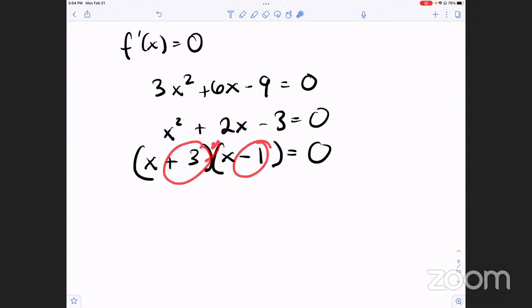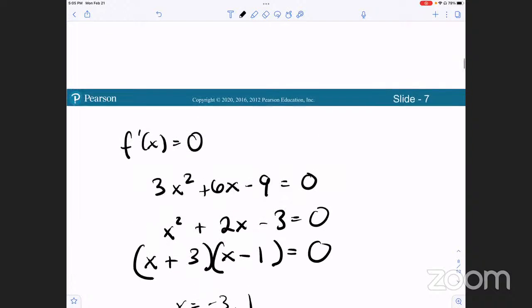3 plus negative 1 is a positive 2. Okay, so from here, when we solve this, we get x equals negative 3 or 1. What this tells us is that when x is negative 3, our derivative is going to be 0. So that's a candidate for either a local max or local min, and we could use the first derivative test to verify. Let's go ahead and plug these into the second derivative.